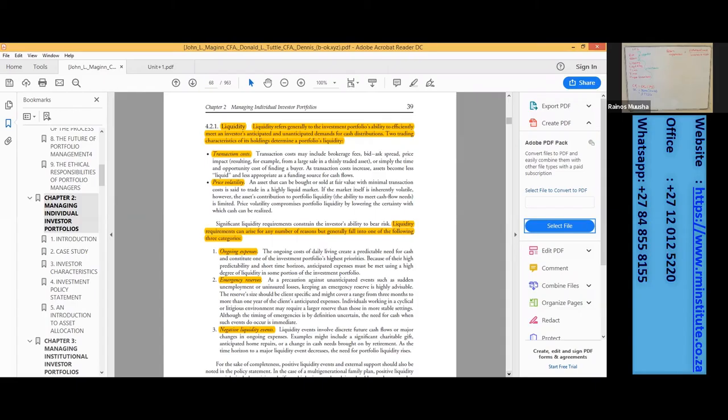So under liquidity, they say in the next paragraph, significant liquidity requirements constrain the investor's ability to bear risk. Liquidity requirements can arise for a number of reasons, but generally fall into one of the following 3 categories: ongoing expenses, emergency reserves, and negative liquidity events. Here they say the ongoing costs of daily living create a predictable need for cash and constitute one of the investment portfolio's high priorities. So the more ongoing expenses you need to meet, the lower the liquidity of your portfolio.